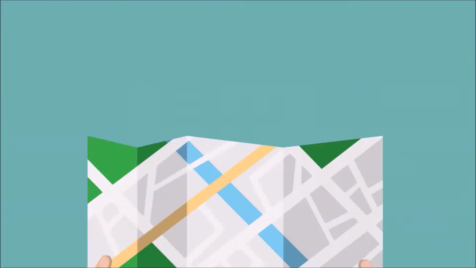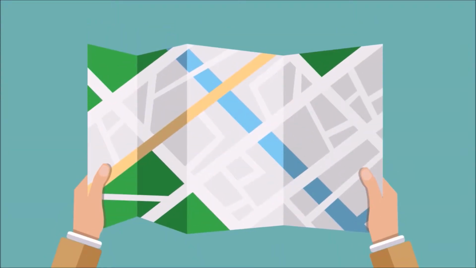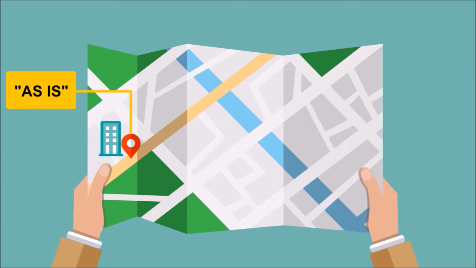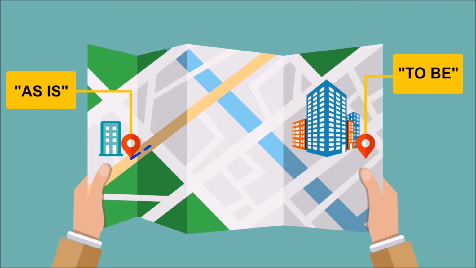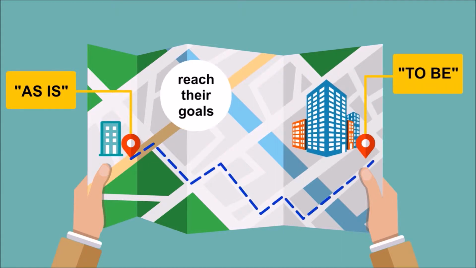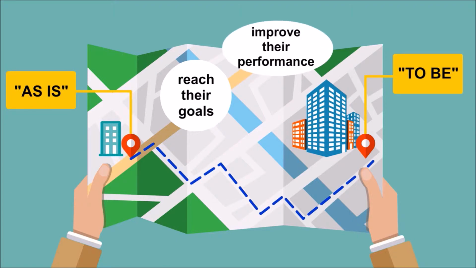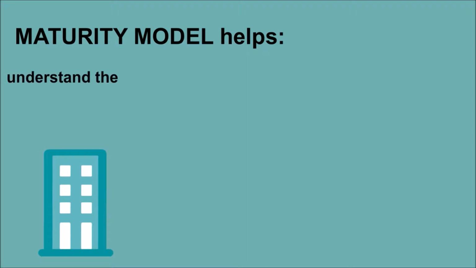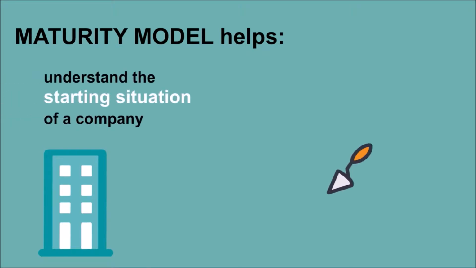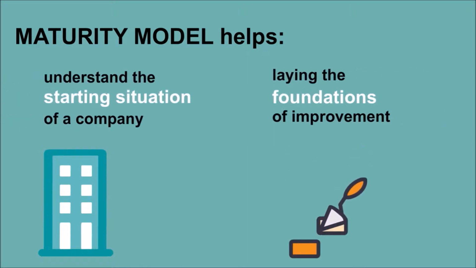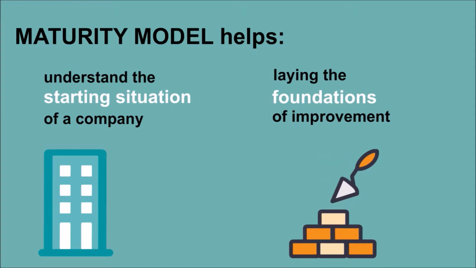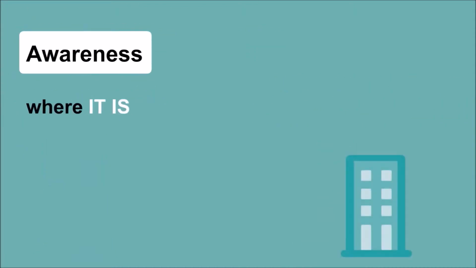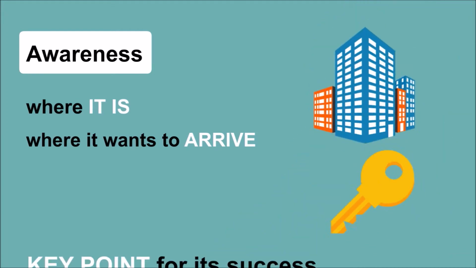By analyzing the current situation, it also allows to create a map of the as-is and to-be situations in order to understand how to reach the goals and improve the performance. Thus, the maturity model makes it possible to understand where a company is starting from and, therefore, to lay the foundations of improvement. The awareness of where a company is and where it wants to arrive is the key point for its success.